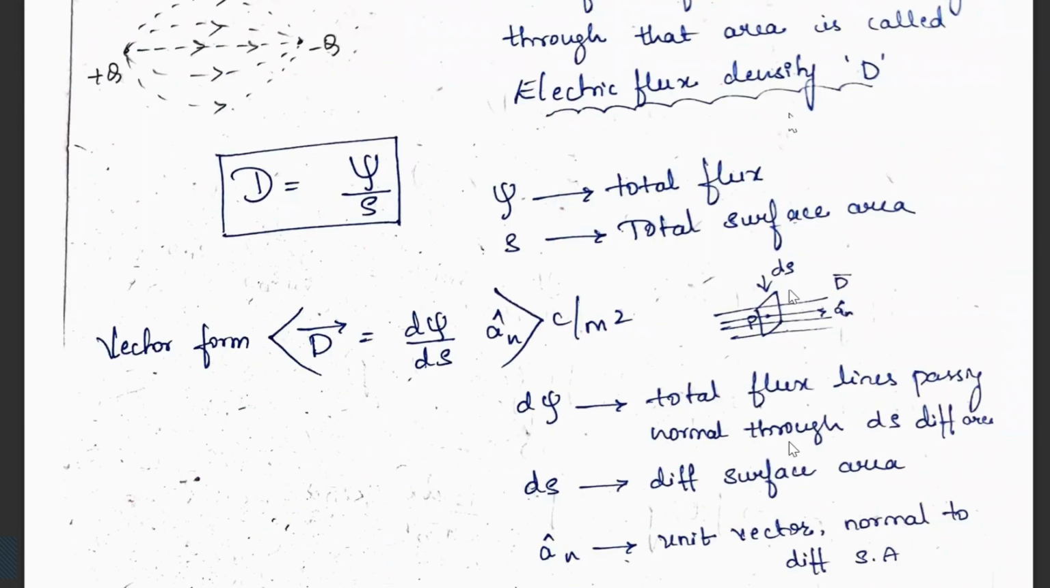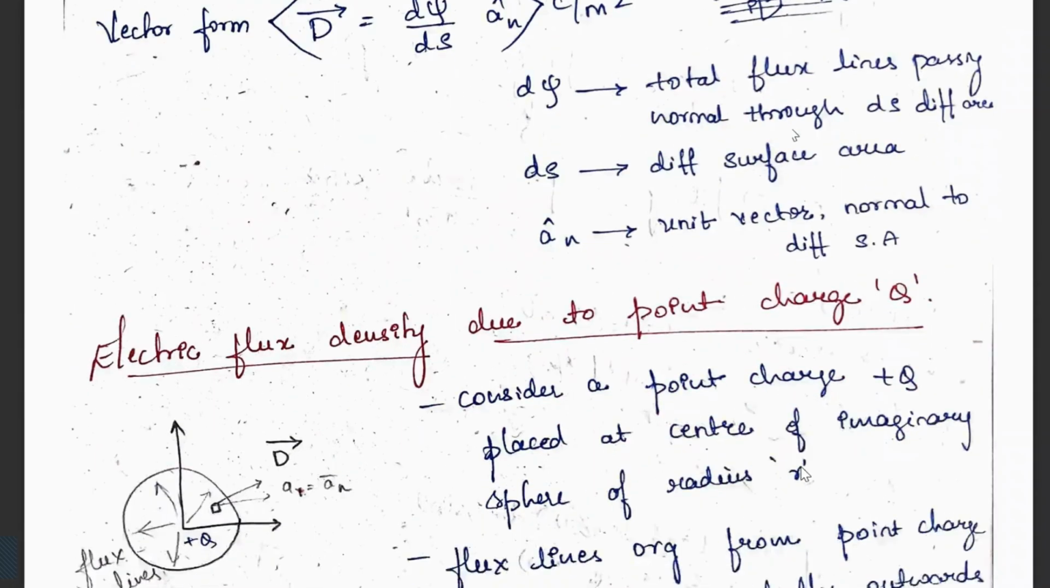What is the vector form? The D vector is equal to d psi divided by dS times a_n cap, in coulombs per meter square, where d psi is the total flux lines passing normally through the differential area dS. dS is my differential surface area and a_n cap is the unit vector normal to the surface.